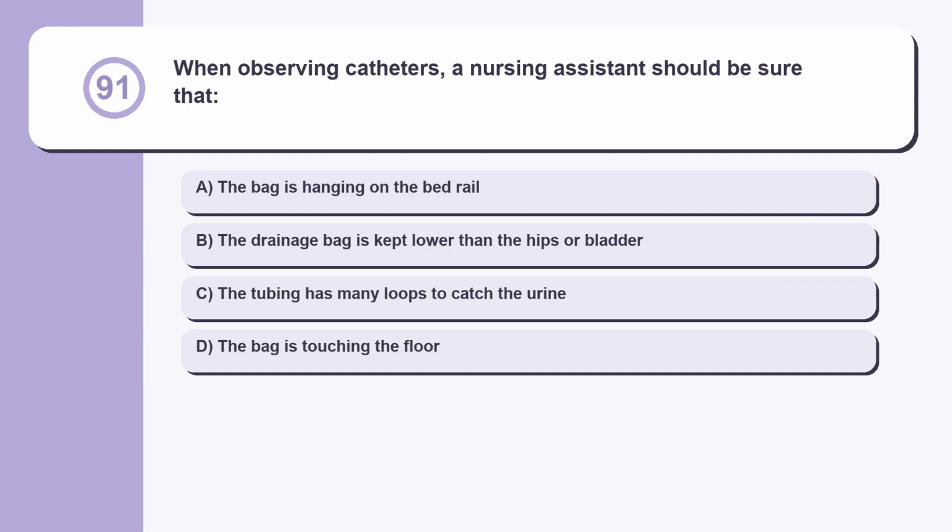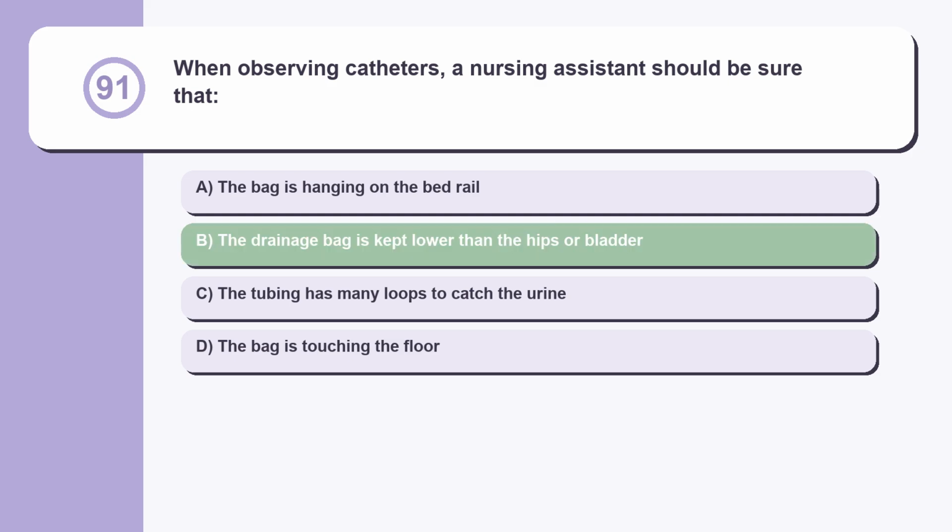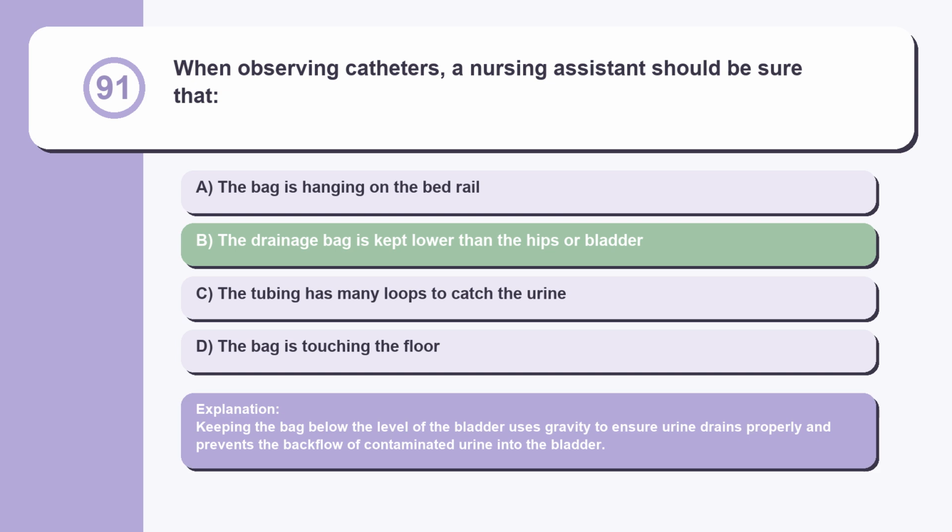Question 91. When observing catheters, a nursing assistant should be sure that the bag is hanging on the bed rail, the drainage bag is kept lower than the hips or bladder, the tubing has many loops to catch the urine, the bag is touching the floor. Keeping the bag below the level of the bladder uses gravity to ensure urine drains properly and prevents the backflow of contaminated urine into the bladder.